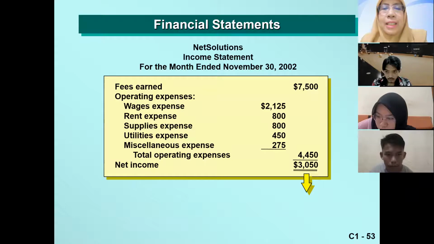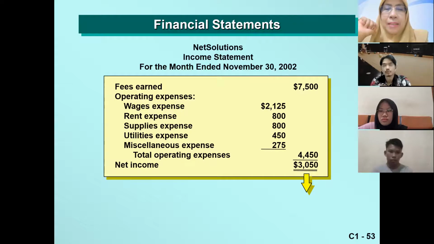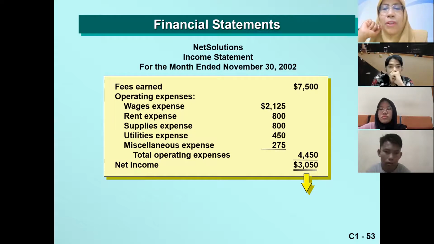Okay, so this is the income statement for Net Solutions based on the record that we have already done just now. For financial statements, don't forget we have to have the title first. The title: Net Solutions, the company name first, and then the name of the statement, Income Statement, and don't forget the period, for the month ended November 30th, 2002, for example, in here.